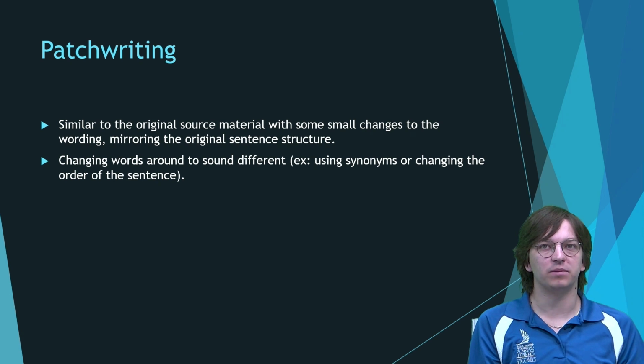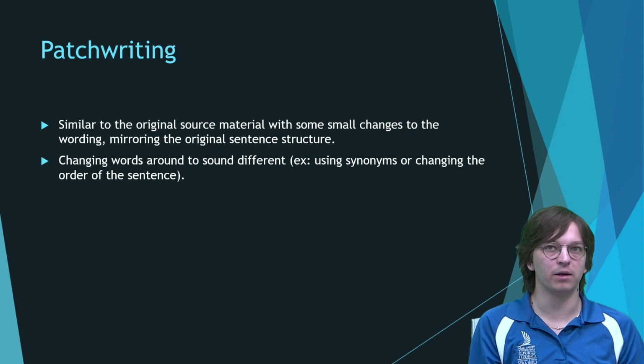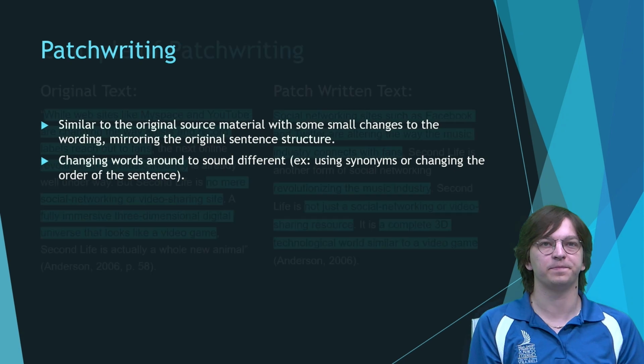The last form of plagiarism that we will talk about today is patchwriting, which is writing that is similar to the original source material with some small changes to the wording, mirroring the original sentence structure. It involves changing words around to sound different. For example, by using synonyms and changing the order of the sentence.